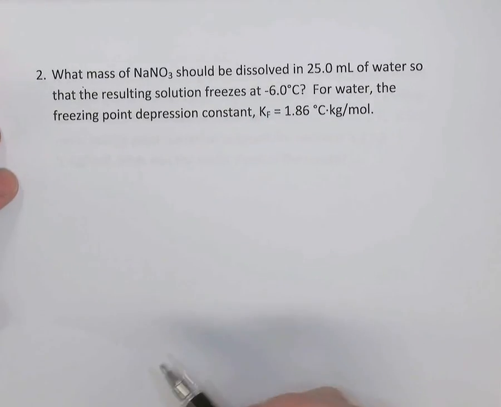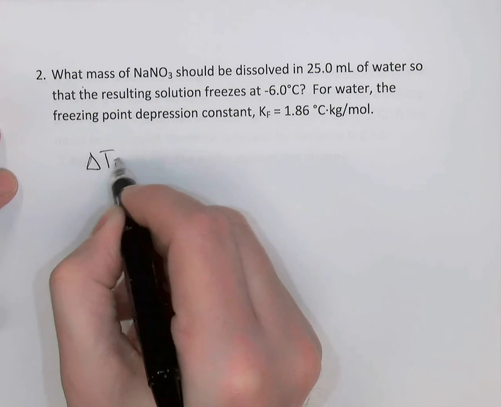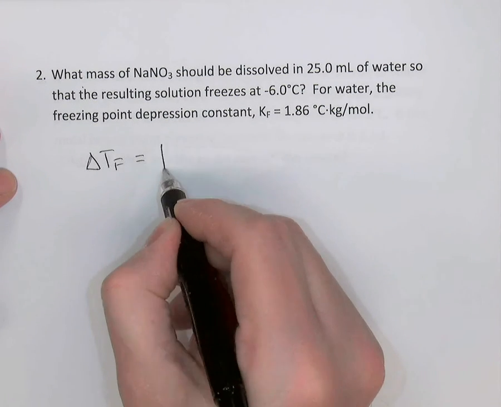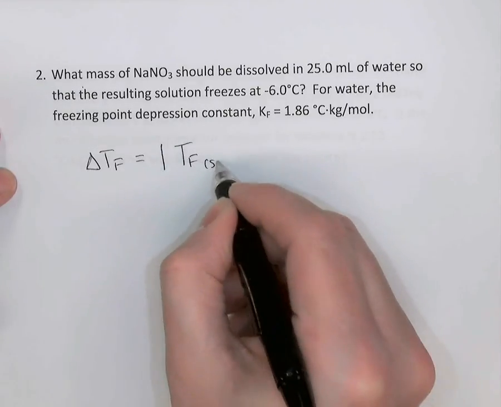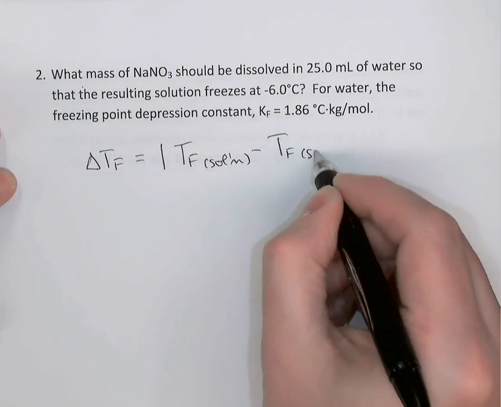So why don't we calculate what the change in freezing point was? Since we know the freezing point of the solution, we can calculate the change by taking the absolute value of the freezing point of the solution minus the freezing point of the pure solvent.